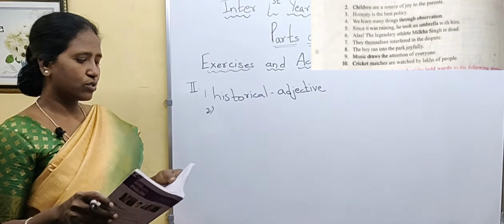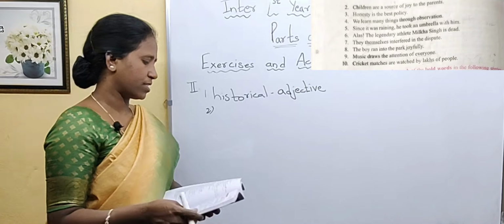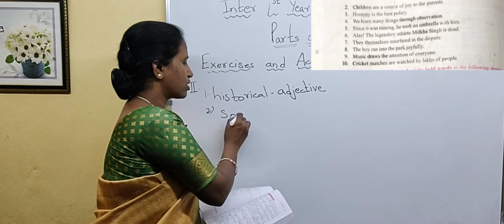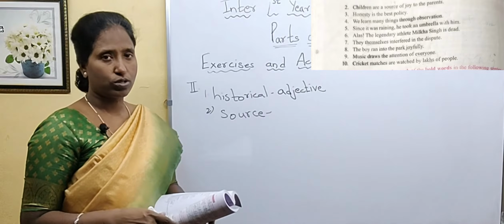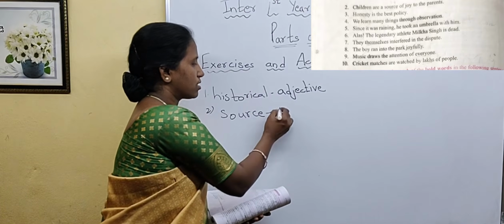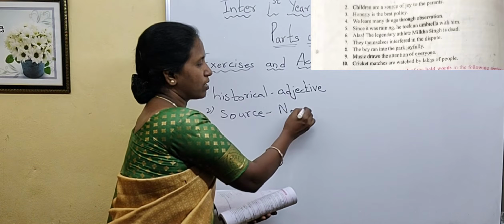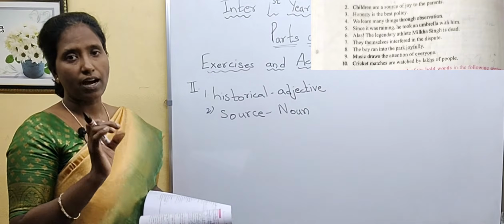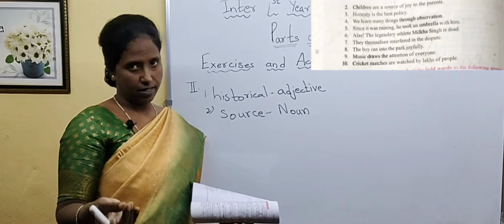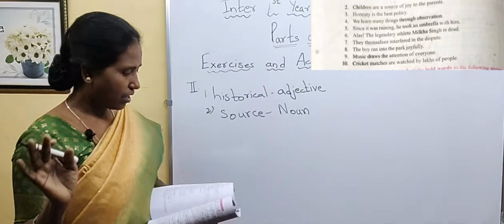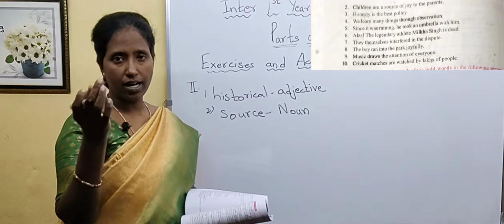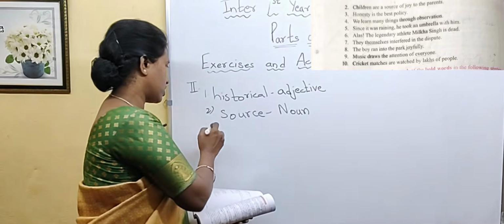Children are a source of joy to the parents. Here the word source is underlined. Children are a source. A source is a noun. Generally, remember that whenever there is an article a or the, beside it you will get a noun. It is a general phenomenon. So a source, source is a noun.